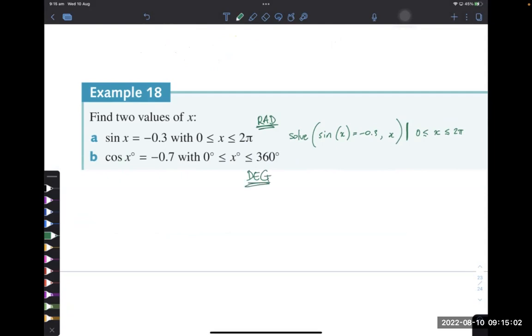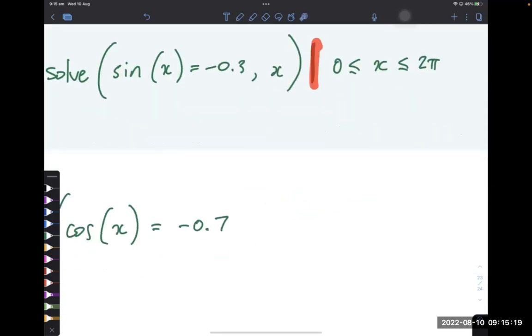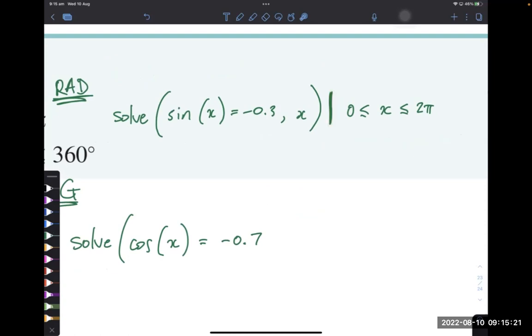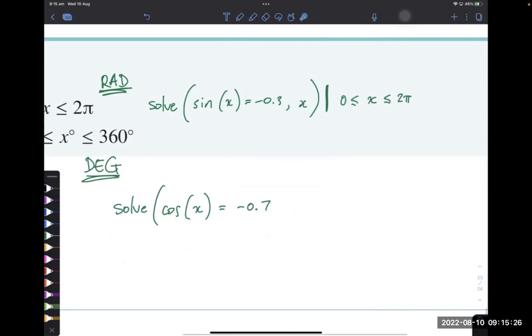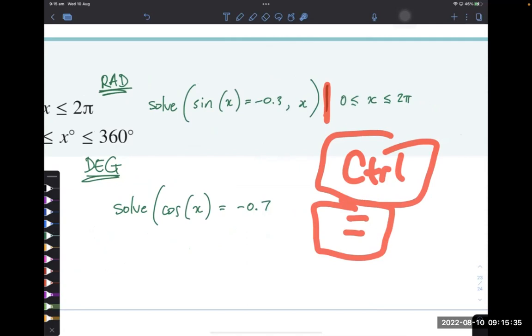Do you know how to change between radians and degrees? Notice where the given that symbol is. Is it inside the bracket or outside the bracket? Details matter. Yes, Arish. The given that symbol, control equals. The control button and the equals button are just underneath each other.